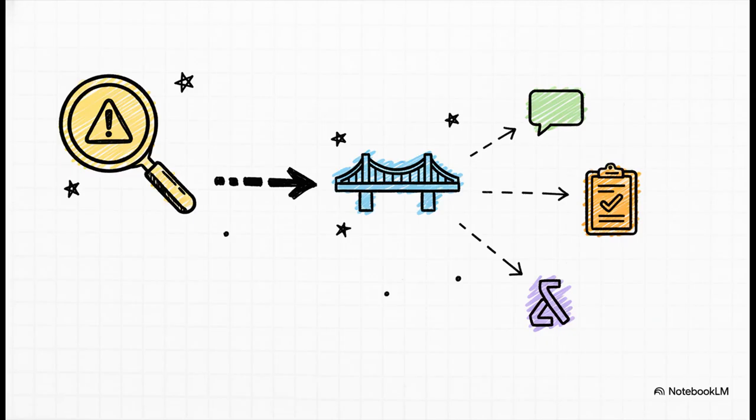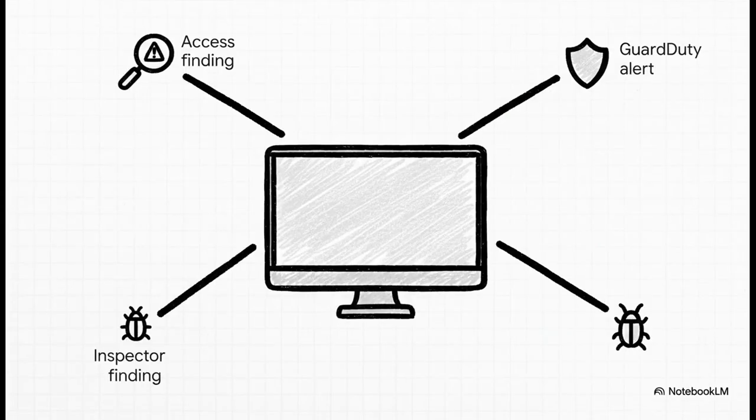You can set up rules so that when a high-risk finding about an S3 bucket pops up, it automatically sends an alert to Slack, creates a ticket in Jira, and could even trigger a Lambda function to lock that bucket down immediately. It also integrates perfectly with AWS Security Hub.